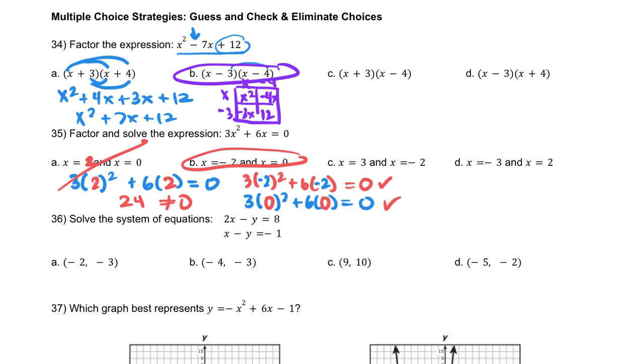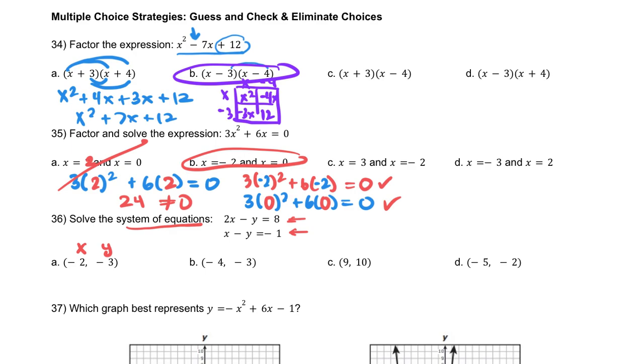A point about solving systems of equations. Remember that this is your x, this is your y, and you have to plug it in. It has to work in both equations in order for it to be a solution. So you would go ahead and plug the x in for the x of both equations and the y in for y, and see if you get true statements for both equations.